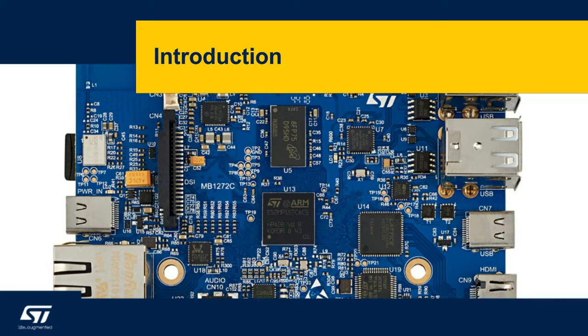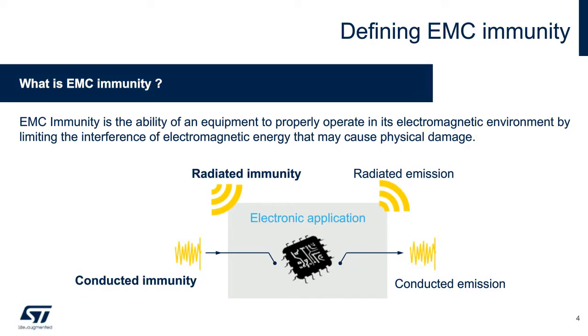EMC stands for electromagnetic compatibility. EMC immunity is the ability for an equipment to properly operate in its electromagnetic environment by limiting the reception of electromagnetic energy that may cause physical damages. Electrostatic discharge, called ESD, falls into this category.